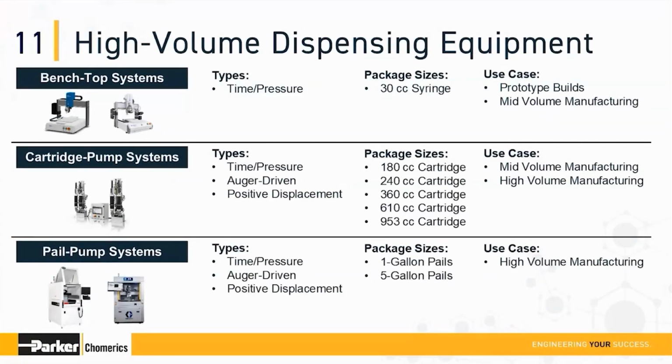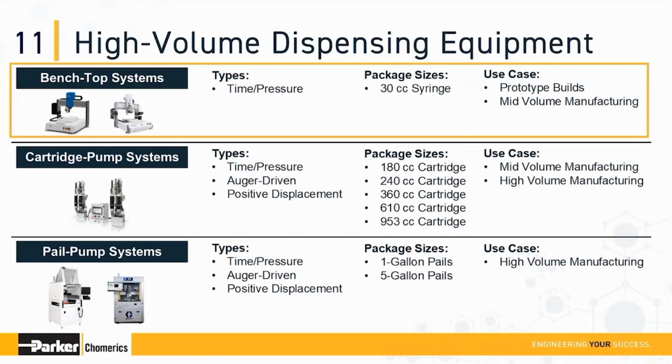Now let's examine the dispensing equipment typically used for higher volume applications. High volume dispensing equipment can be categorized into three main types: benchtop systems, cartridge pump systems, and pail pump systems. The key differentiator for these systems, when compared to low volume equipment, is the incorporation of robotic control across multiple axes. Benchtop systems are primarily time pressure systems and are ideal for prototype builds and medium volume manufacturing, where a small amount of thermal gel is needed for the final assembly.